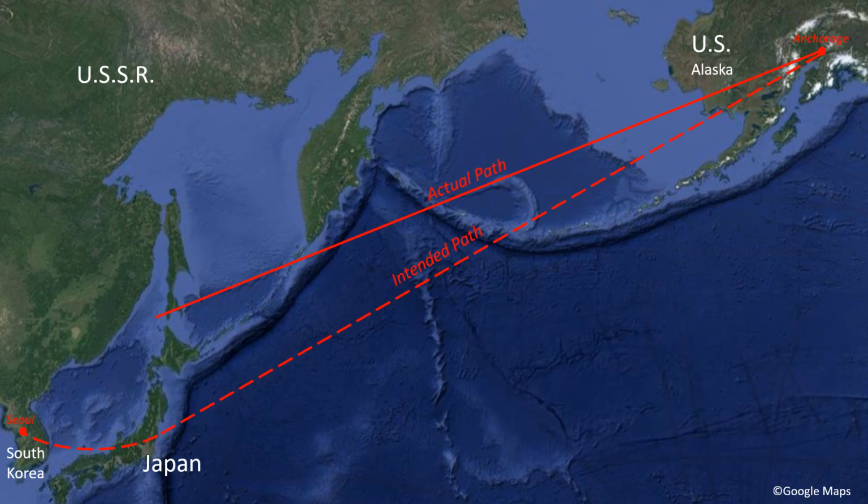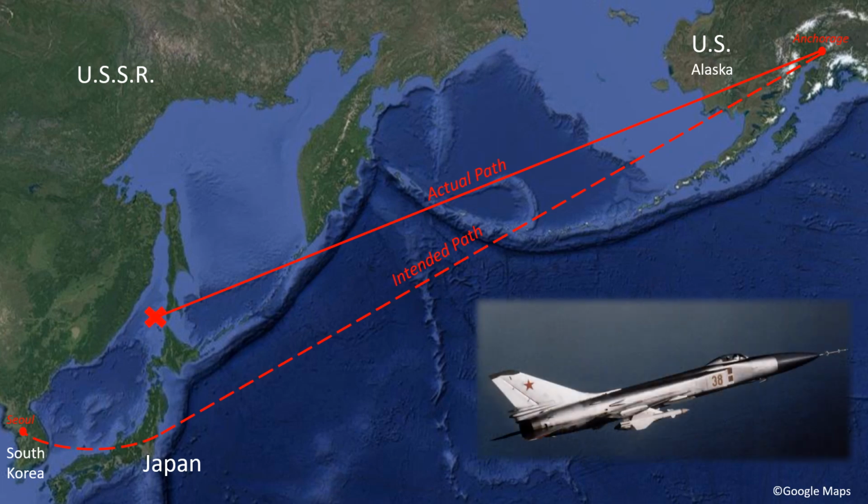Tragically, Soviet fighter jets shot down the aircraft, causing it to crash into the Sea of Japan. All 269 people on board were killed. This incident highlights the need for aviation radio navigation, as the crew was unable to notice and correct the wrong course via visual indications.